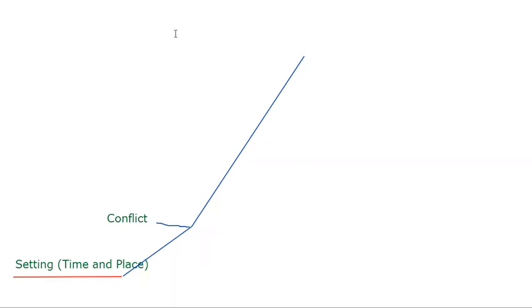Usually, as the tension gets higher, there are several points in the plot chart where we have plot shifts to make it worse and worse. These are called, again, the rising action. Finally, it explodes at the top where the tension erupts, and this is the highest part of a story.